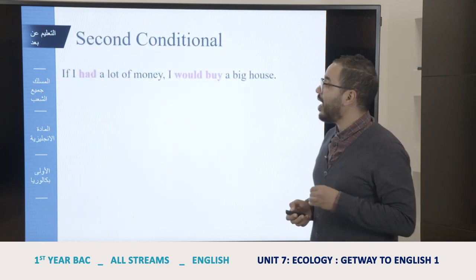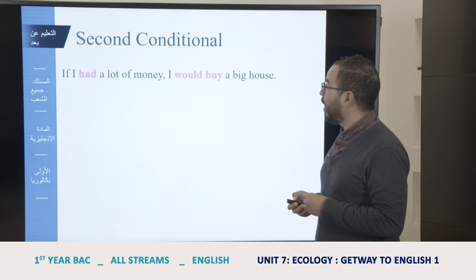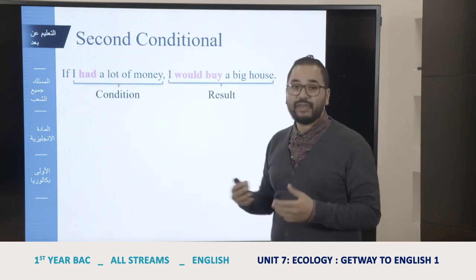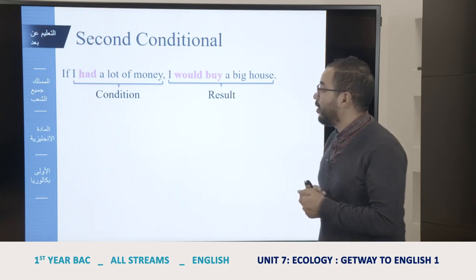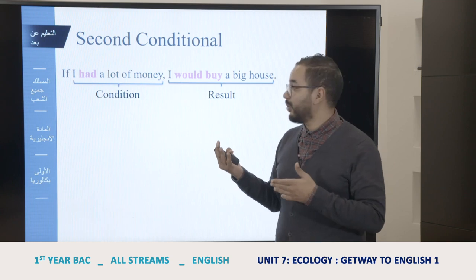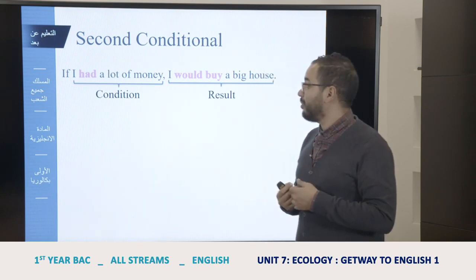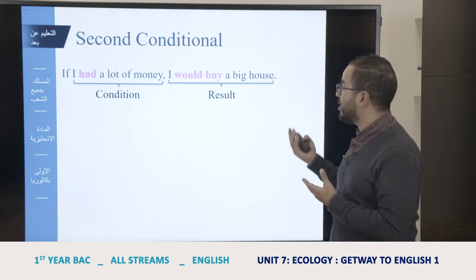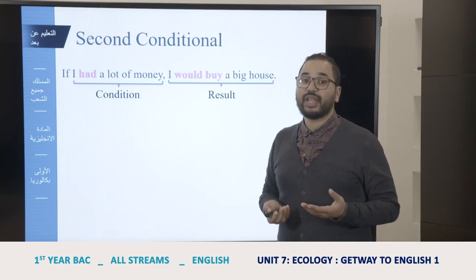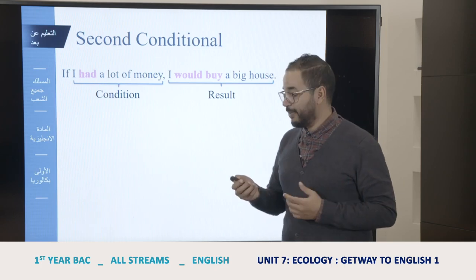To give you another explanation, if I had a lot of money, I would buy a big house. So this is the condition. If I had a lot of money, I use the past, but I mean now. That's why we call it unreal. So if I had a lot of money, this is the condition. The result is I would buy a big house, but I don't have the money, so I'm just imagining.